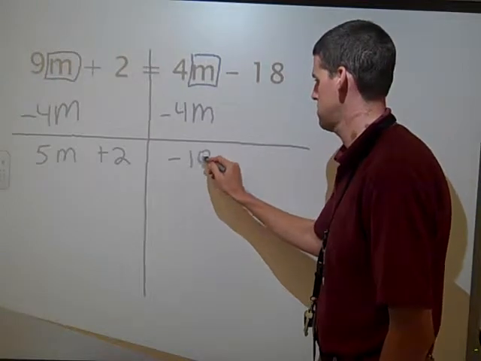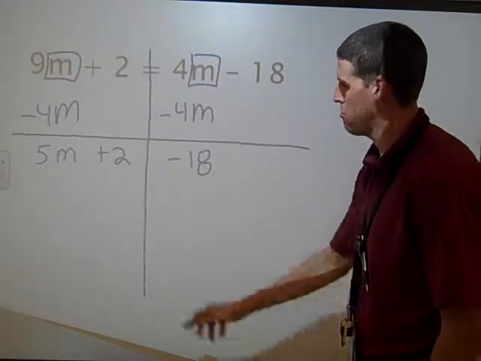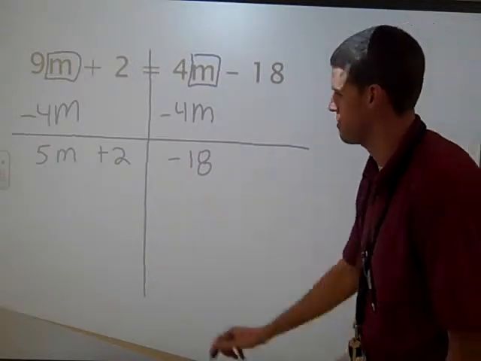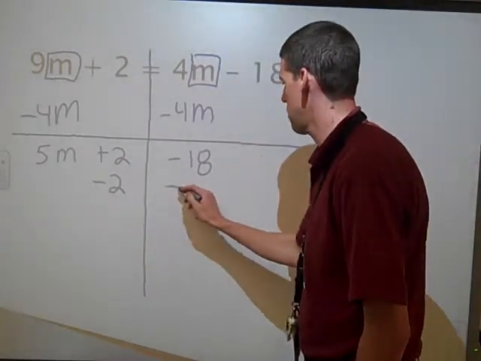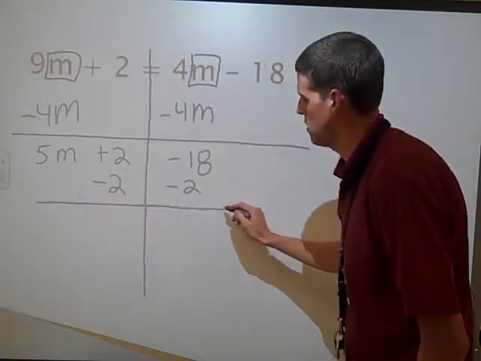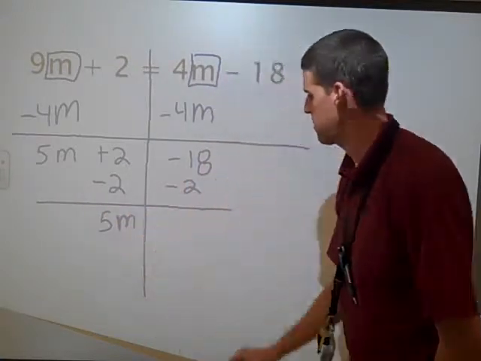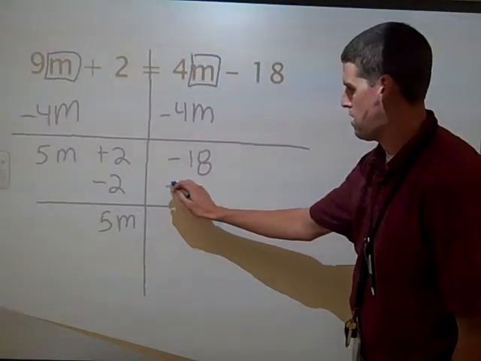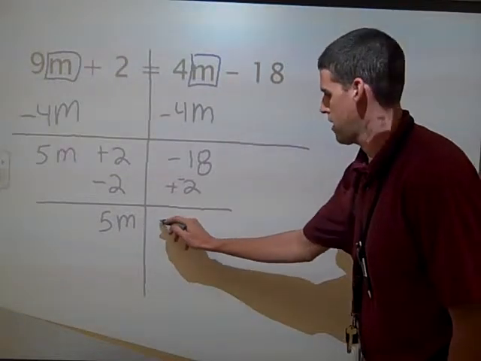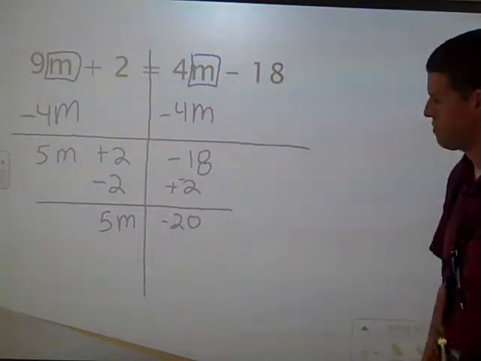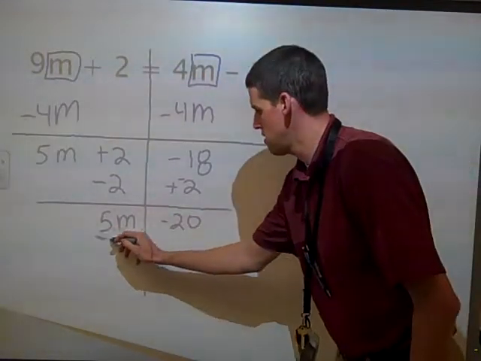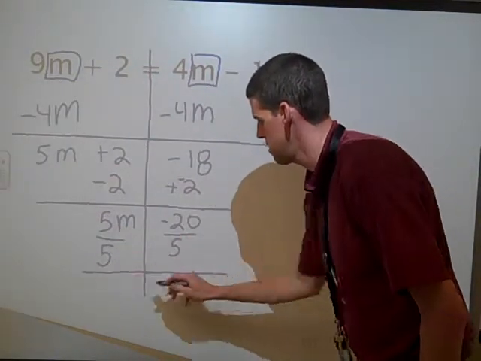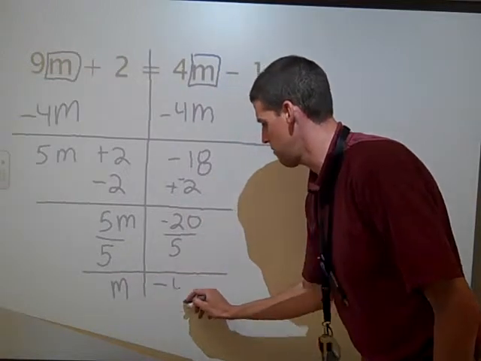Okay. Now I'm going to go ahead and move my 2 over here so that I have a variable on one side and then my number on the other side. So I'm going to subtract 2 to get over there, leaving me 5m over here. And then negative 18 minus 2, I'm going to be adding the opposite, so I come up with negative 20. Now I have my variable along with the number, so I'm going to divide by 5, and I get m is equal to negative 4.